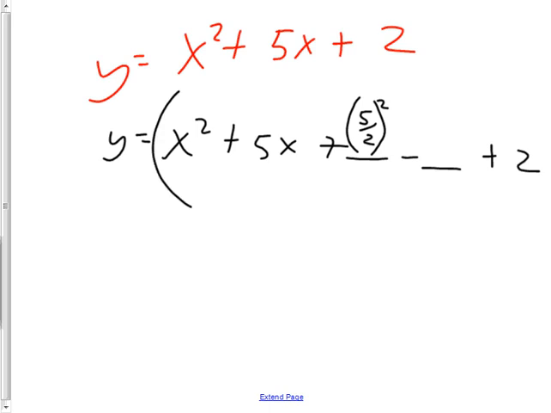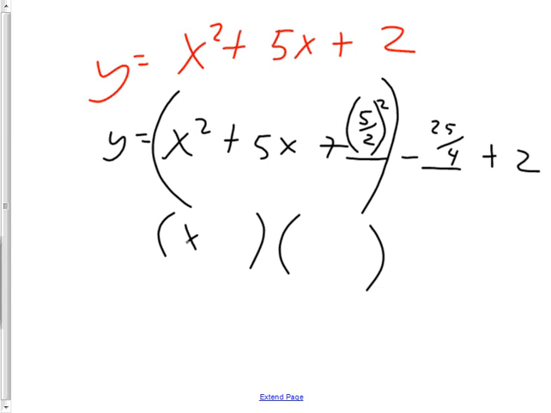Why is that any better? Well, because now I can just square those. What's 5 squared and 2 squared? 25 over 4. Then, my perfect part, x plus, and then, what do I put here? 5 over 2. See, that's another reason this is kind of cool.